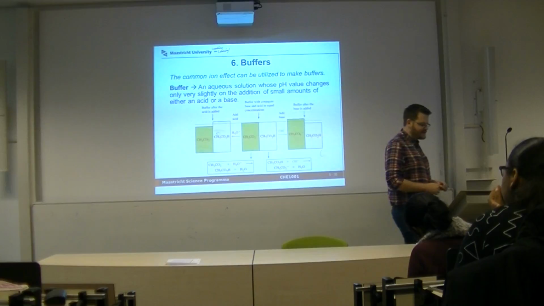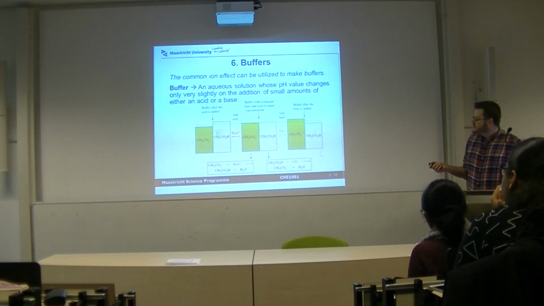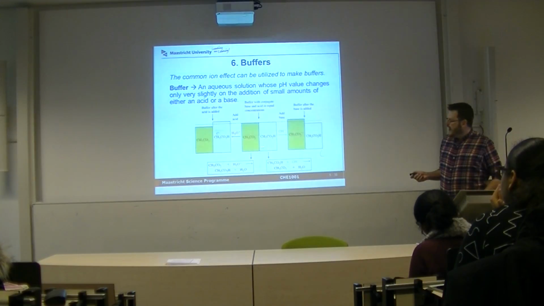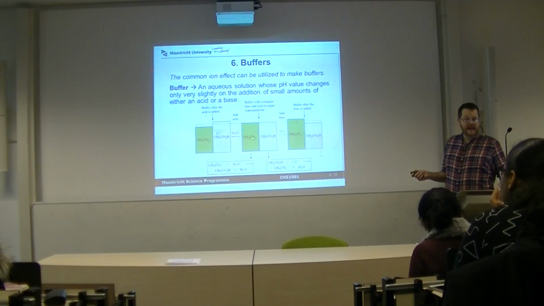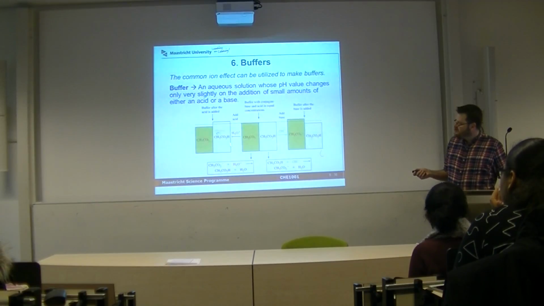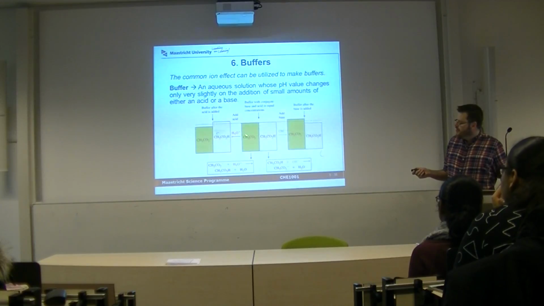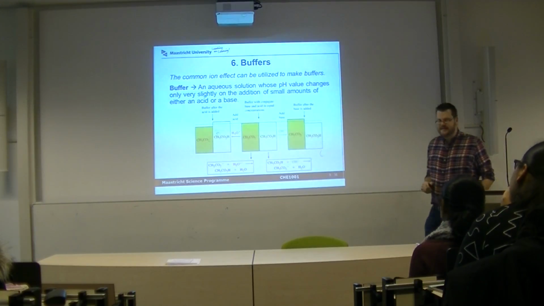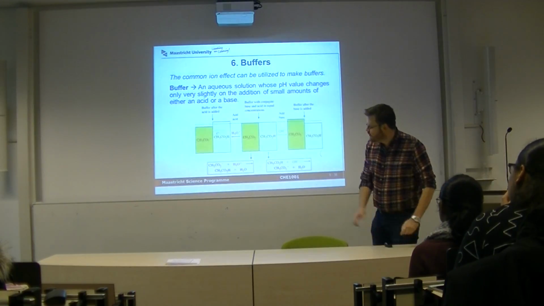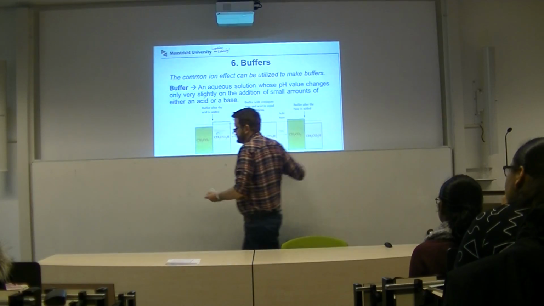Now let's look at how this works. In the center here, I have basically a system. I have acetic acid, which is a weak acid, and I have its conjugate base, which is acetate. Now, that exists as a salt form, for example, sodium acetate.